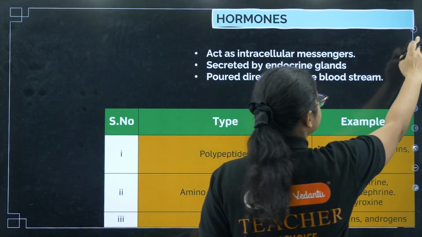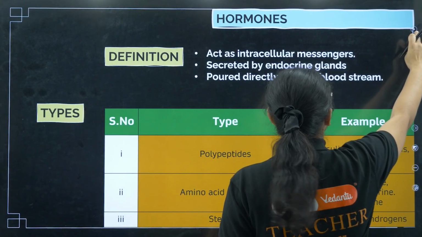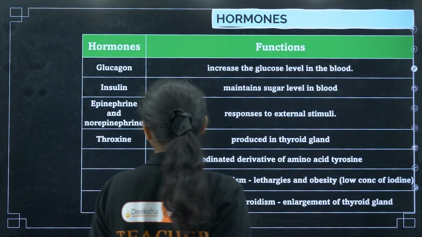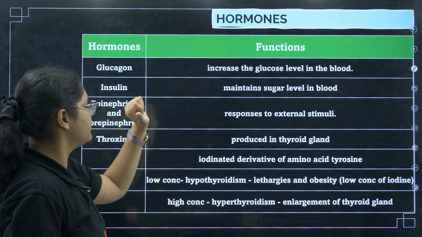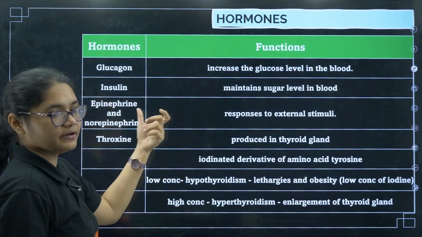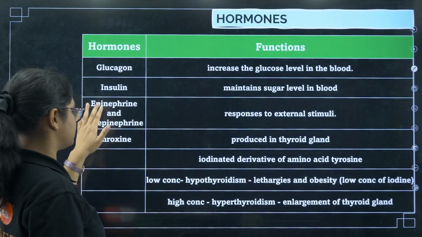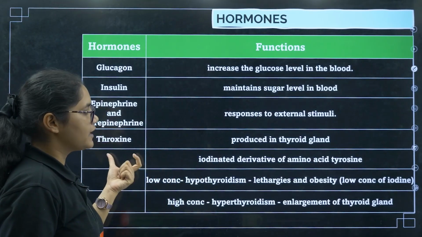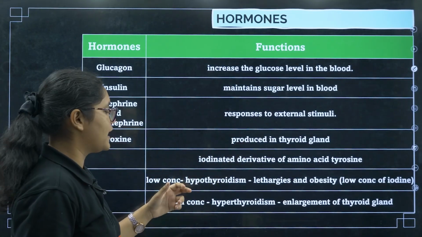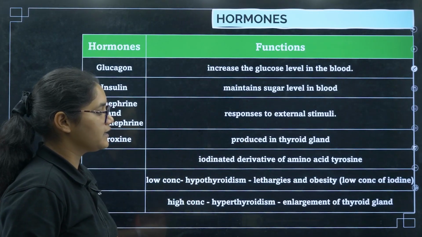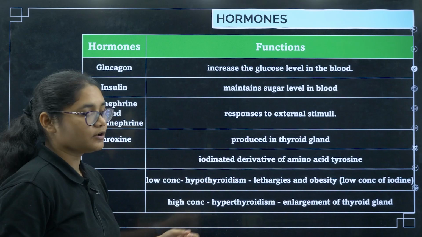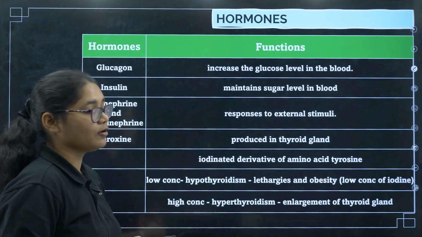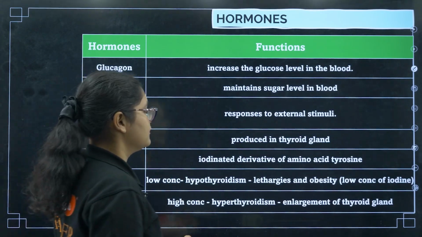Next, coming to the functions. Glucagon and insulin together maintain the sugar level. Epinephrine and norepinephrine respond to external stimuli. This has been asked in the question before also. Thyroxine is produced in the thyroid gland. It is the iodinated derivative of the amino acid tyrosine. Low concentration causes hypothyroidism and high concentration causes hyperthyroidism.